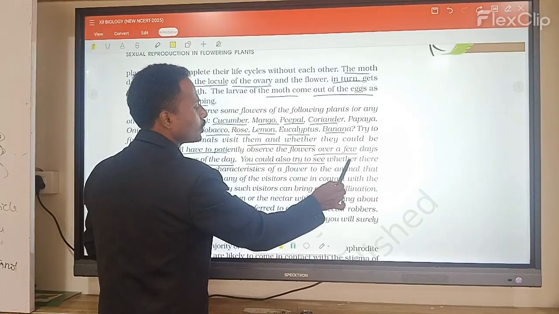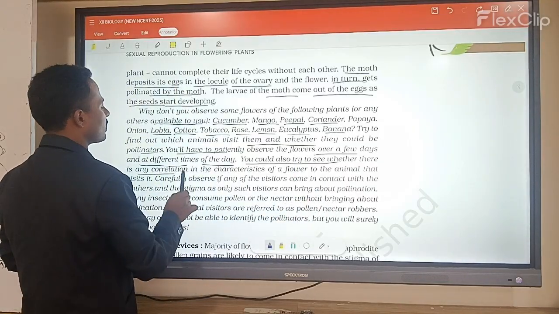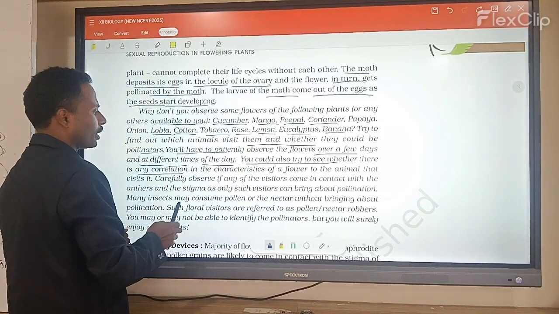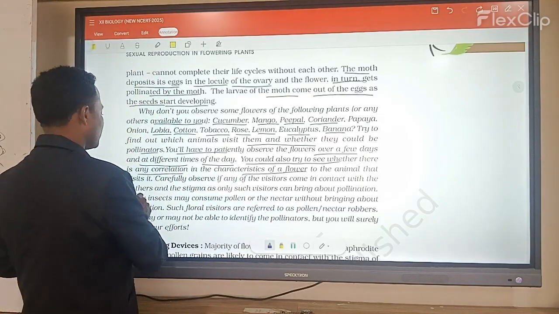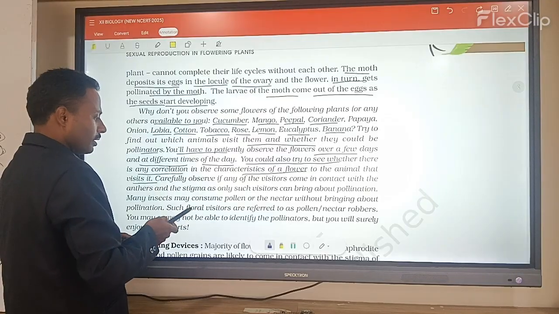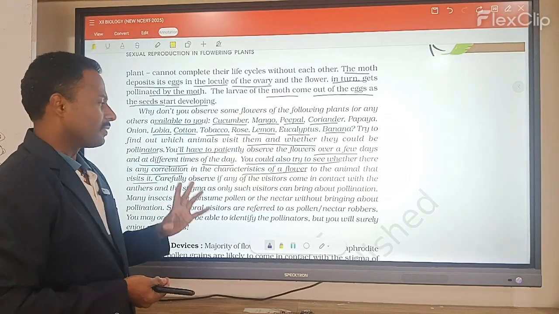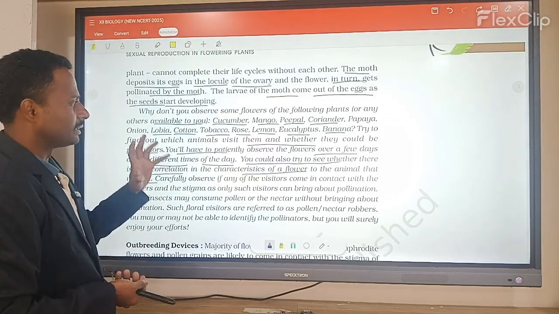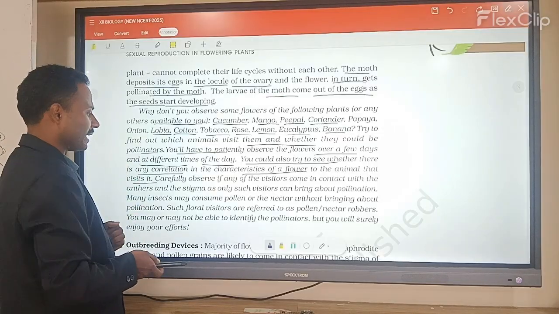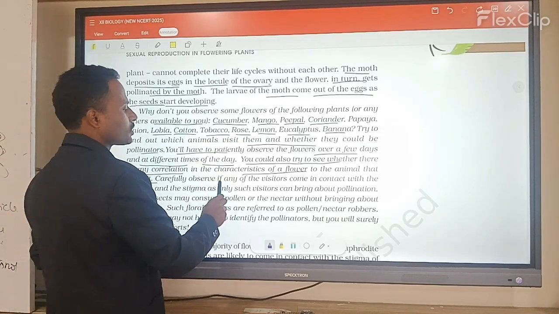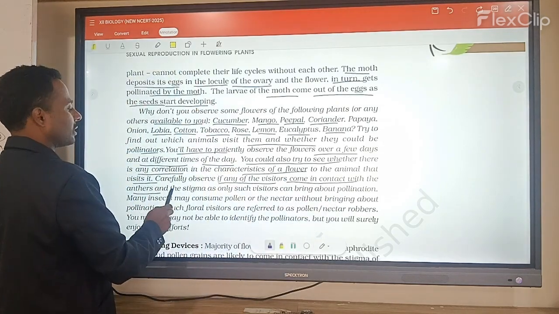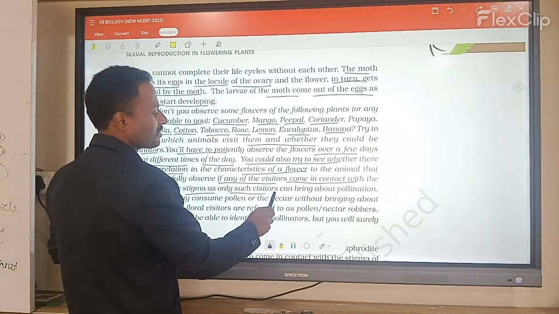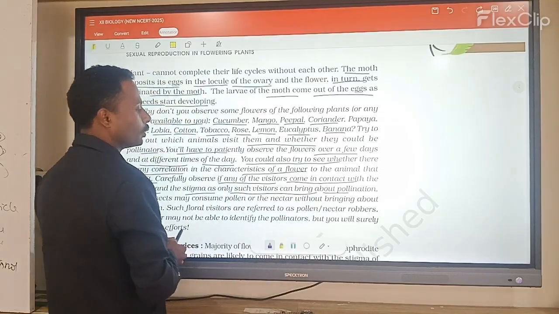You could consider whether they are in a coloration characteristic of the flower, and the animals in that usefulness. Then when you observe different flowers, they show different pollination and they lay eggs. Careful observation shows that any visitors that came in contact with the anther and stigma are the only visitors that can bring about the pollination.